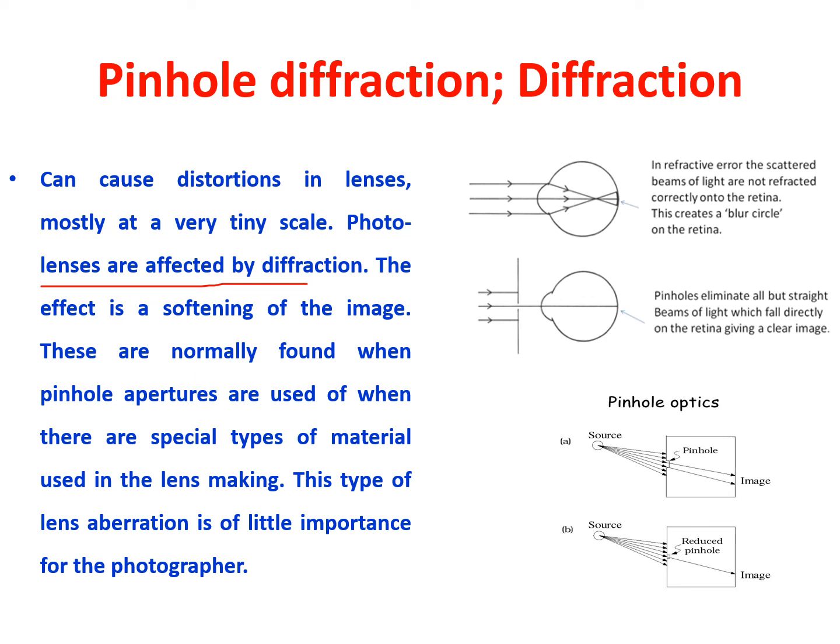See here, this is pinhole optics. Your source is there, and many divergent rays are coming from here. But by just adjusting the pinhole, you get images in this way. In the same way, if you use this one, images will be like this. But the clarity of the image will be more here. Here you are getting a clear image, but in this case, a slightly blurred circle.